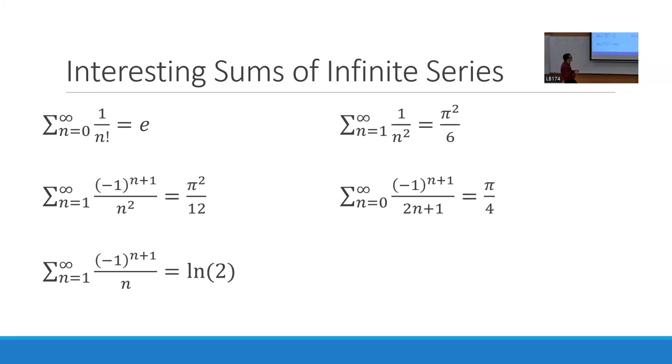And then you can see some other ones, like alternate between positive and negative one on top, and your denominator is just the odd numbers. 2n plus 1, you're going to get 1, 3, 5, 7 in the denominator. And you end up with pi over 4, weirdly enough. If you alternate back and forth between 1 and negative 1 on top, and then divide by n, so that's a sum of like 1 over 1, minus 1 over 2, plus 1 over 3, minus 1 over 4, you end up with the natural log of 2.